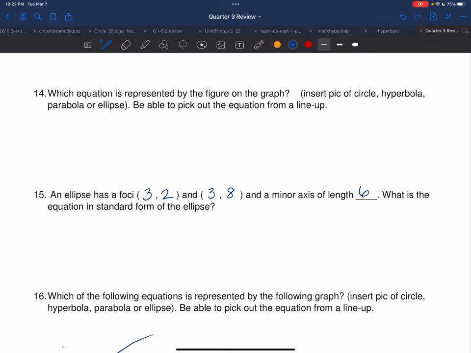Here's the last page of the review. So on number 14, which equation is represented by the figure in the graph? It could be any one of our conic sections. It could be a circle, a hyperbola, a parabola, or an ellipse. And so what we decided to do was to go ahead and maybe do a circle.